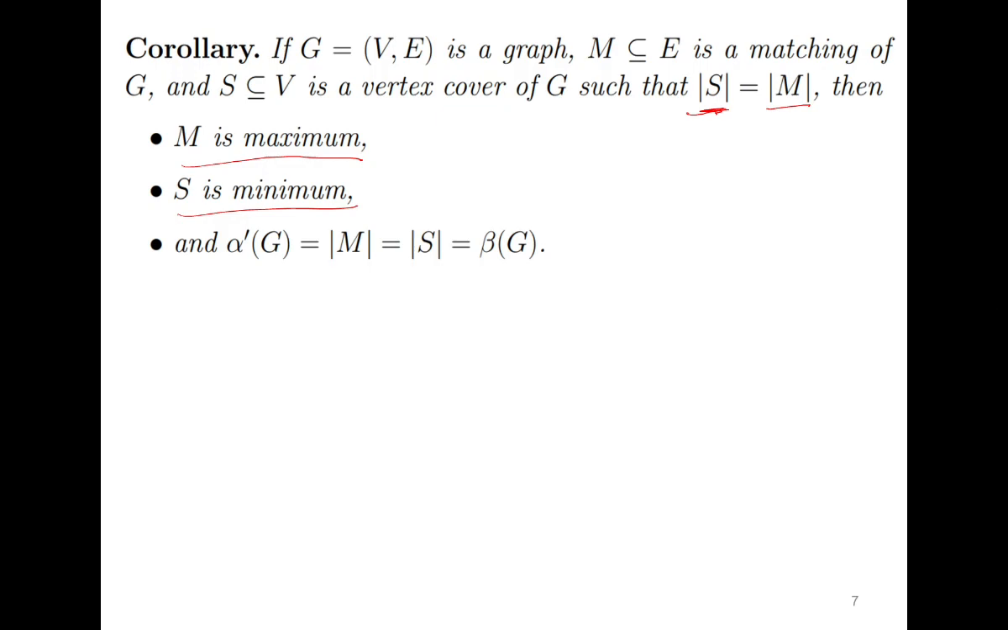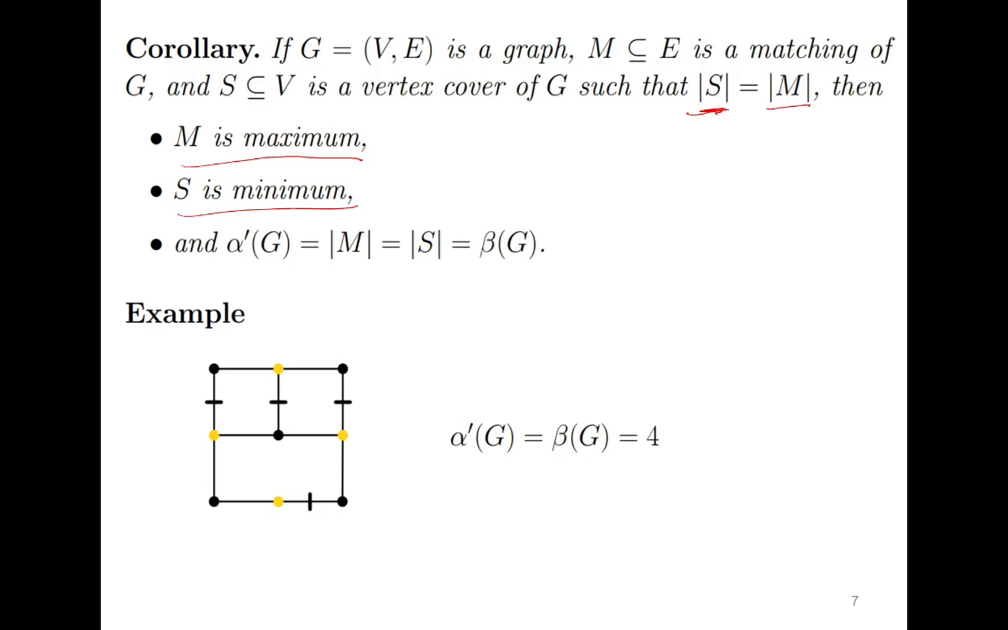The more interesting question is: does there exist such a graph where alpha dash G is equal to beta G? Can you think of such graphs? Please think and then look for the answer. I am giving you one example. If you see this example, then you can see that the maximum matching is 4 and the minimum vertex cover is also 4. Please verify by yourself. Now can you categorize these graphs?